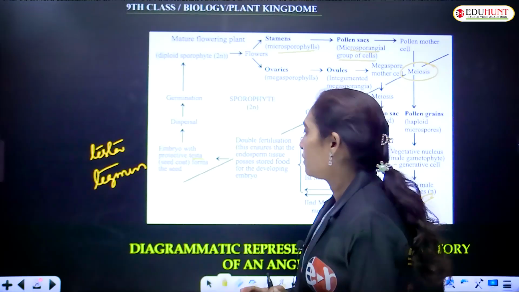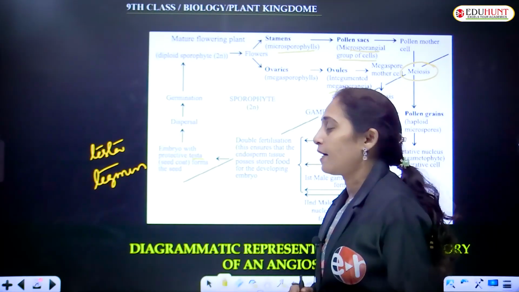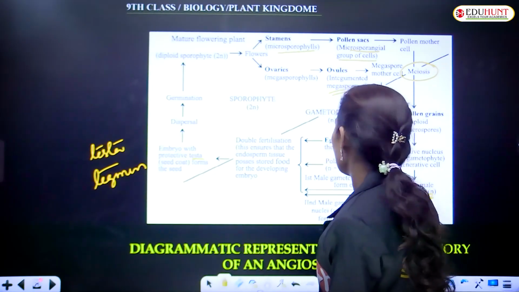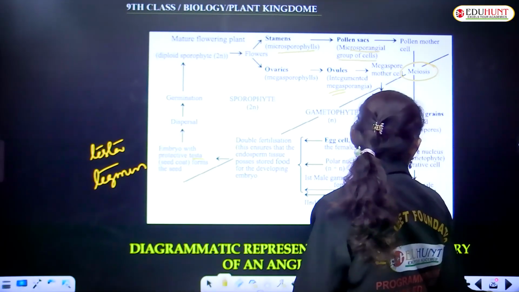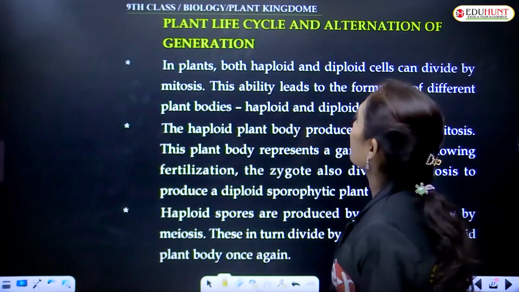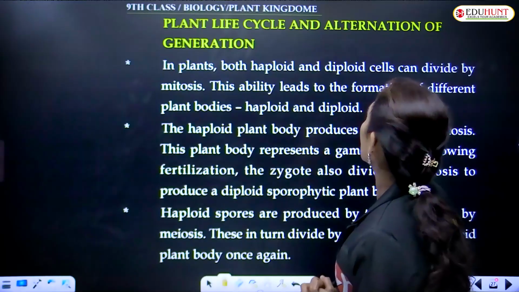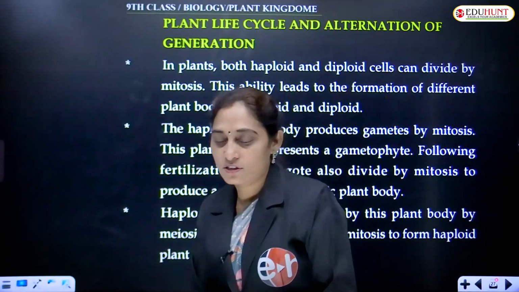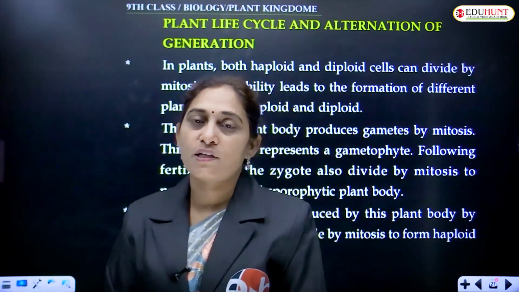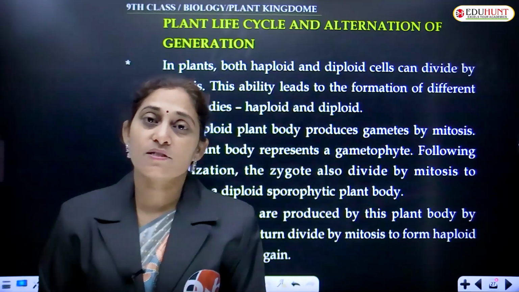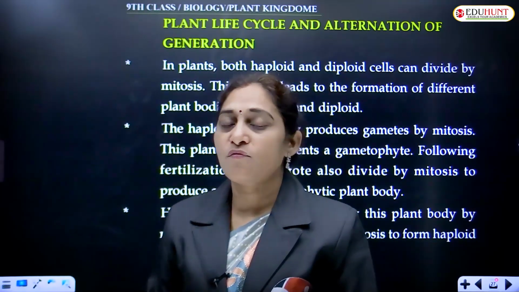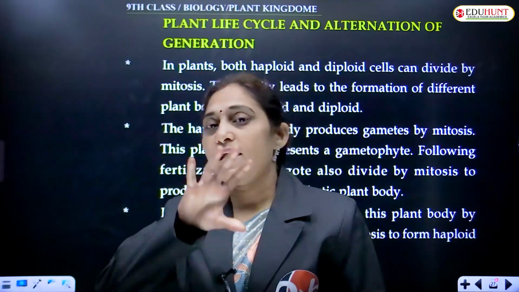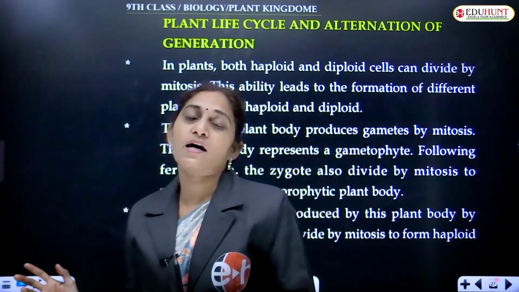This is about the schematic and diagrammatic representation of the life history of an angiospermic plant. And plant life cycle and alternation of generation. What is an alternation of generation? Alternation of generation is nothing but the occurrence of two phases, that is gametophytic and sporophytic phase, in the life cycle alternatively, one after the other.